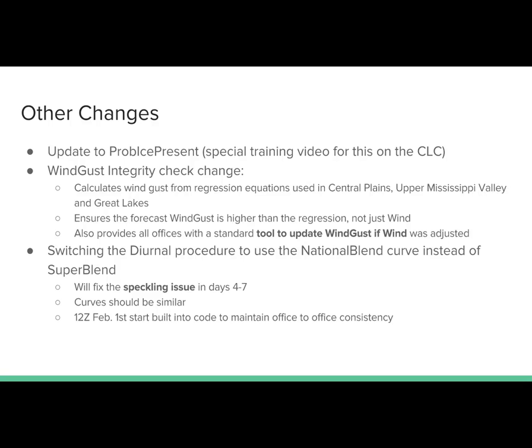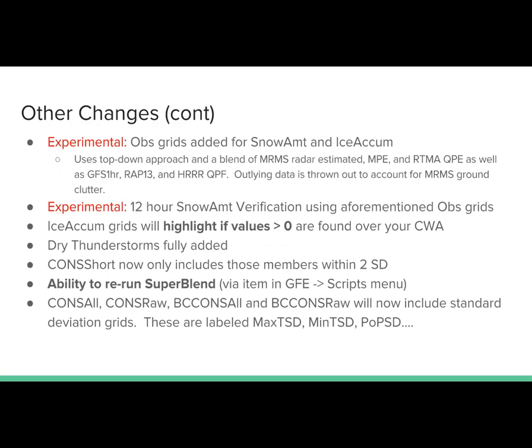So in essence, this gets rid of the speckling issue, and on 12Z February 1st, we're going to start this up with the national blend curve, and have to do that because of office-to-office consistency with temperatures, p-types, etc. Again, a lot more changes.